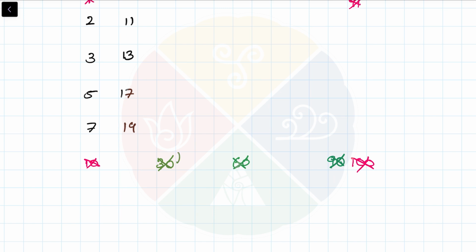Just before 30, we will have 29. Just before 60, we will have 59. Just before 90, we will have 89. They are prime numbers. And again, from 29, we have to take a leap to a number ending with 3. From 29, the number ending with 3 is 23. From 59, it is 53. From 89, it is 83. They are also prime numbers.